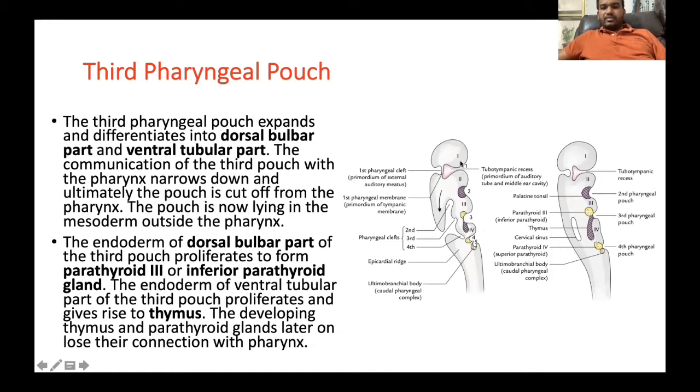Again I repeat, the first pouch gives rise to the middle ear cavity, which is the dorsal expanded part, and the ventral tubular part, which gives rise to the proximal tubular part, the auditory tube or eustachian tube. The second pharyngeal pouch gives rise to a lymphoid tissue, the palatine tonsil. The third pouch gives rise to the inferior parathyroid gland, which is the dorsal bulbar part, whereas the ventral tubular part proliferates and gives rise to the thymus.